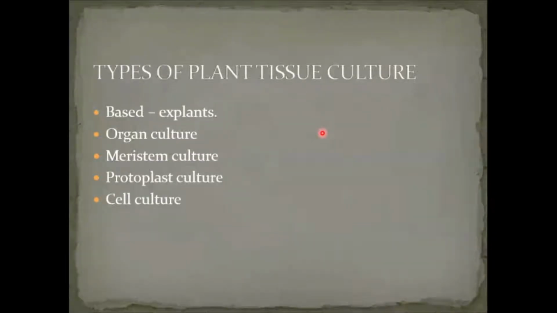So shoot is one type of organ and a root is another type of organ. So normally in plant tissue culture, organ culture we will use for the regeneration of a shoot. Then see the next one, meristem culture.